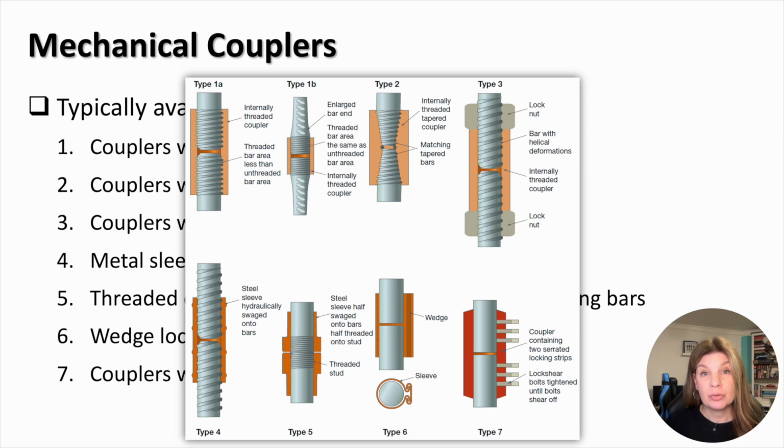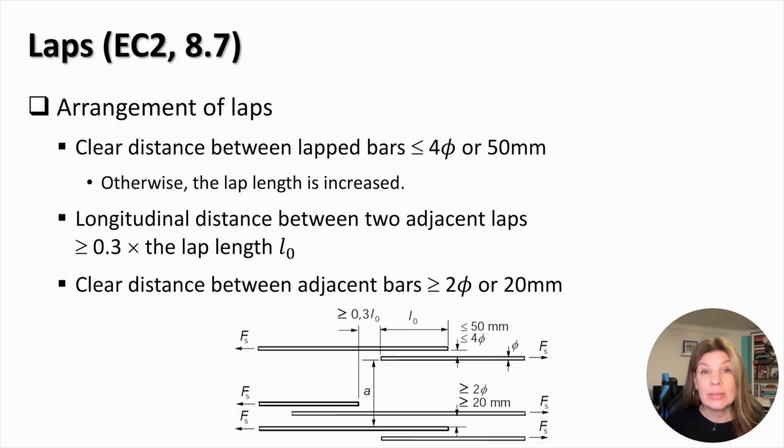The clear distance between lapped bars should be less than 4 bar diameters or 50 millimeters, otherwise the lap length should be increased. The longitudinal distance between 2 adjacent laps should be at least 0.3 of the lap length L0. The clear distance between adjacent bars should be at least 2 bar diameters or 20 millimeters.